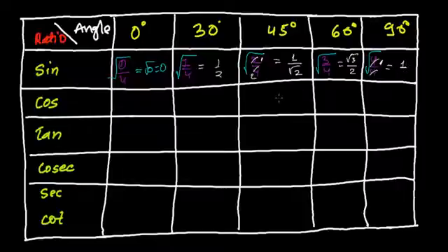So here you find all the sine ratios, from sine 0 to sine 90 degrees. Sine 0, that's 0. Sine 30 degrees, that's 1 by 2. Sine 45 degrees, that's 1 over root 2. Sine 60 degrees, that's root 3 over 2. And sine 90 degrees, that's 1.